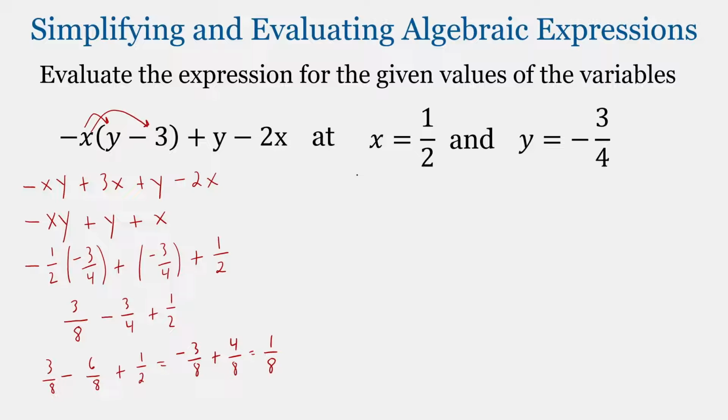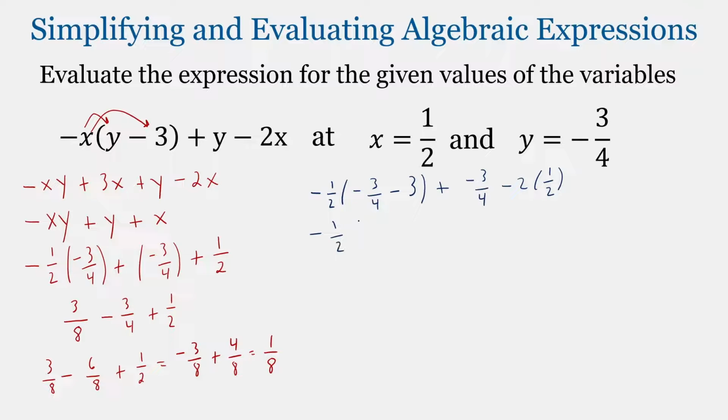Now let's plug these values in. So we have negative 1/2. Y is negative 3/4 minus 3 plus y, that's negative 3/4 minus 2x. So minus 2 times 1/2. This gives us negative 1/2.